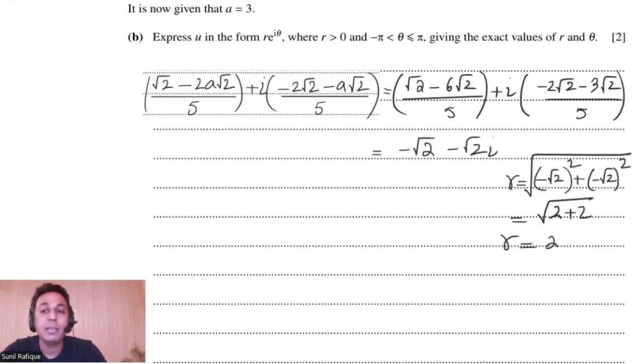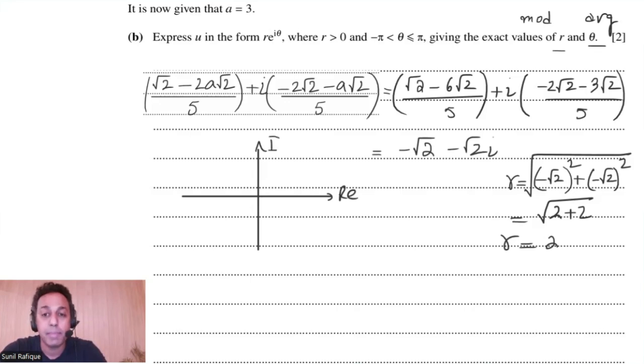Now I need to check the argument. Since theta is the argument and r is the modulus, let me just write it so you can save it: r is the mod, and theta is the argument. So check the quadrant. This is the third quadrant. So make an axis on an Argand diagram. This is real, this is imaginary. It's going to be here in the third quadrant, so negative root 2 and negative root 2.